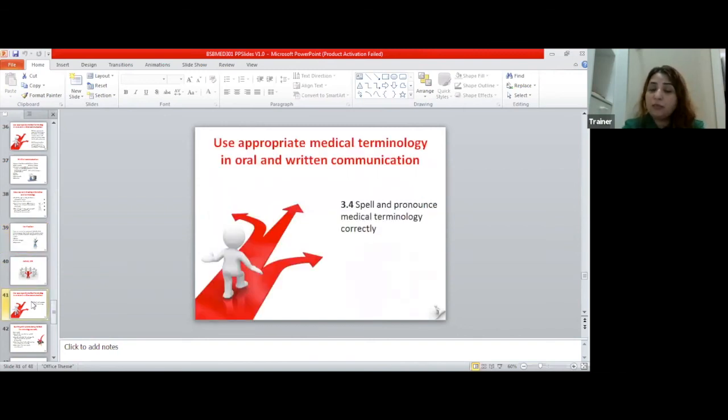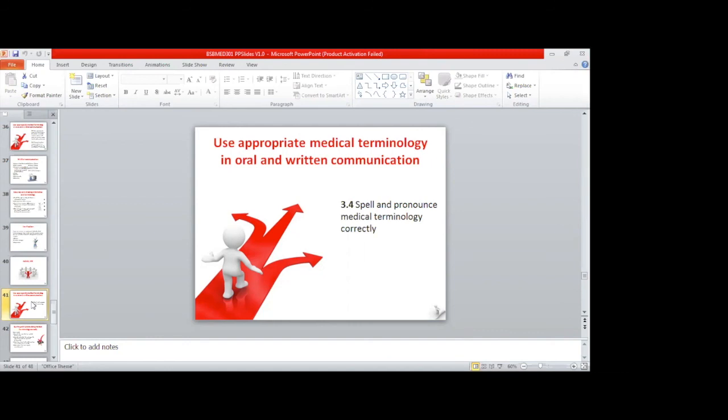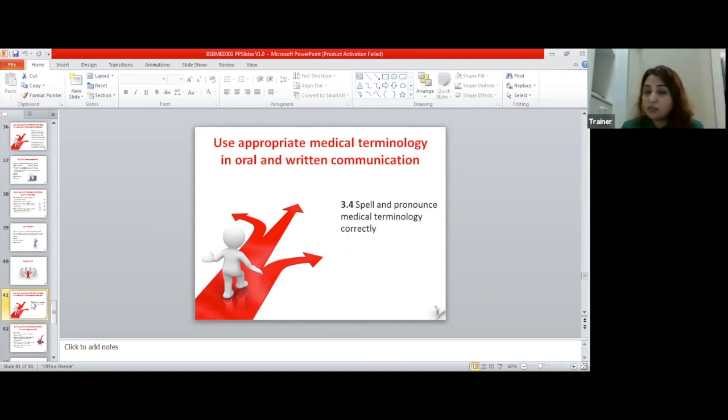Spelling and pronunciation. When we talk about medical terminology, as you've already experienced, some of the spellings are very different and difficult. Some of them have two different spellings because of British and American English, where the spellings are different. And the same thing with pronunciation. Different people, depending on their accent, might pronounce it in different ways. So we need to try and learn the correct ways.